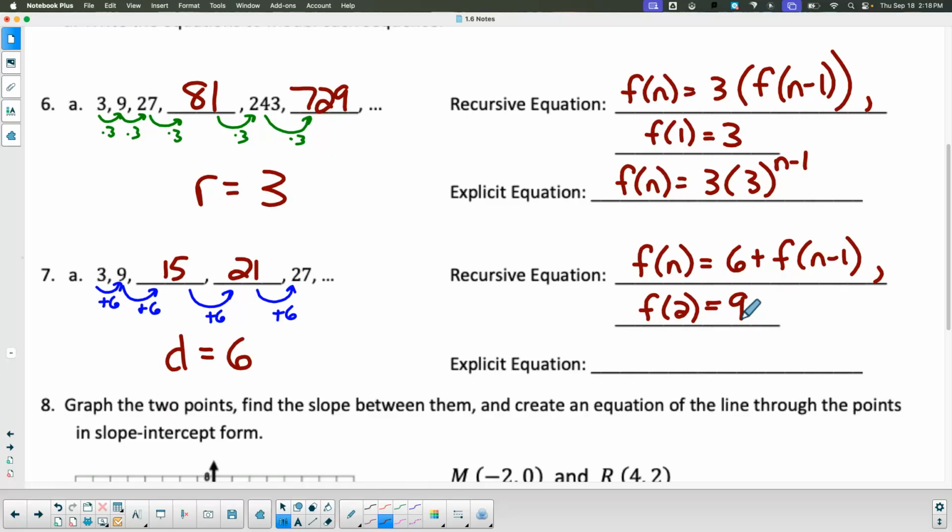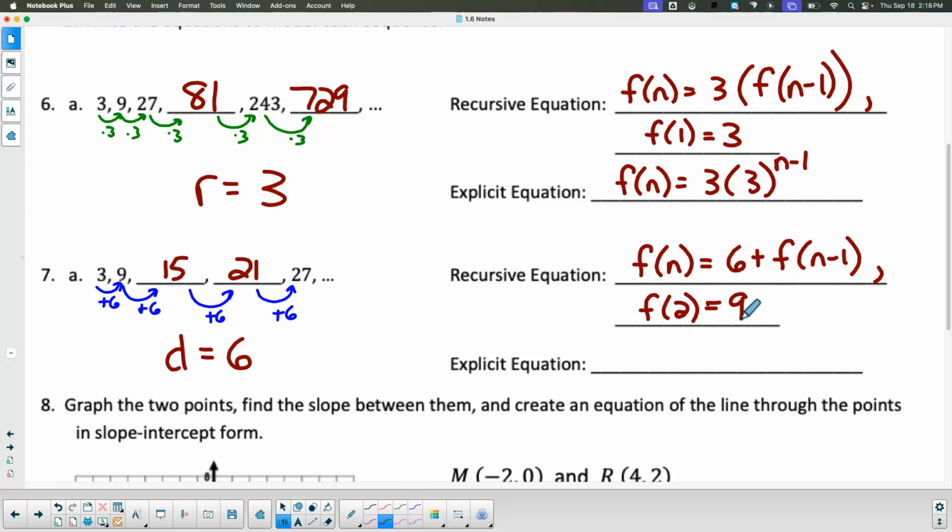Or I also wrote it this week with f of n plus 1 equals f of n plus 6. Okay? So that f of n plus 1 would be your next term. F of n would be your previous term, plus 6 would be your common difference. Okay. Anybody want to tackle the explicit equation to go along with this one?